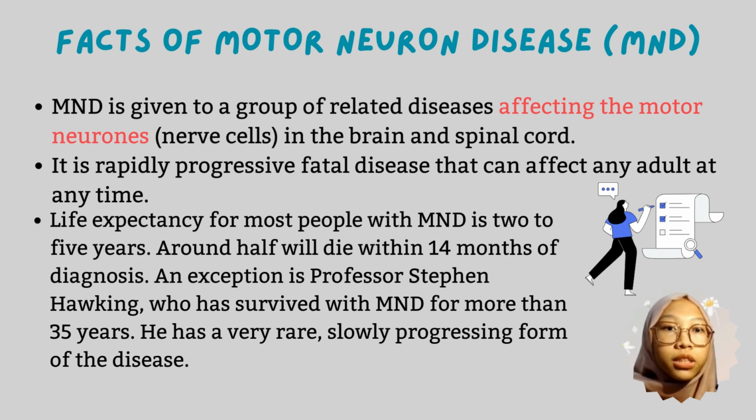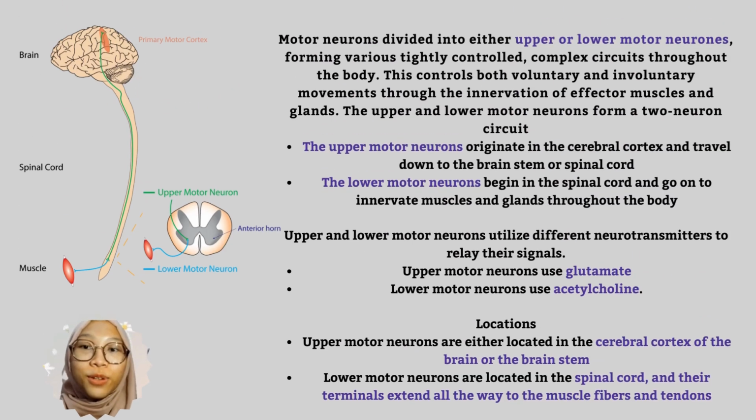And you know what? Professor Stephen Hawking, who has survived with MND for more than 35 years, has a very rare, slowly progressing form of the disease. You know that motor neurons are divided into two types, which are upper motor neurons and lower motor neurons. They form various tightly controlled, complex circuits throughout the body. This controls both voluntary and involuntary movements through the innervation of affected muscles and glands.